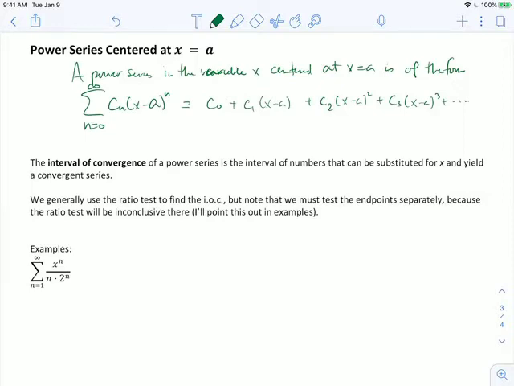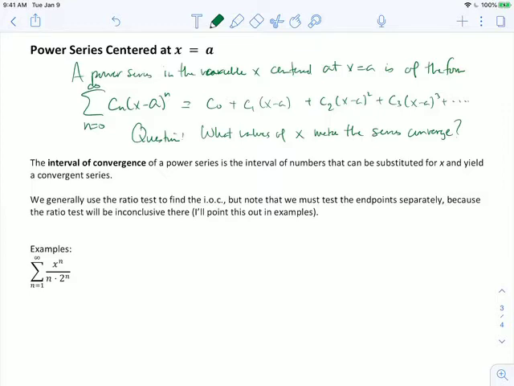The big question we often want to ask for this is: what values of x make the series converge? As I said, we can think about this as a function, an infinite degree polynomial, so we can plug in values of x, and we want to know what numbers I can stick in for x that will give me a series that converges to a finite number.